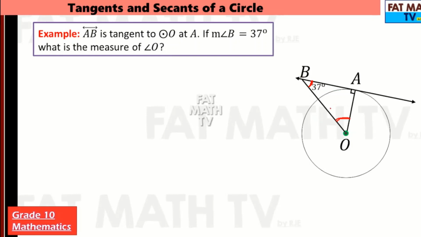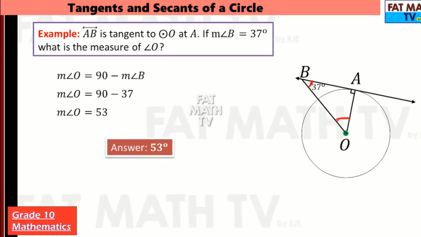So this is just 90 minus 37 because these two are complementary angles, so their sum is 90. So 90 minus 37 is 53. So the measure of angle O is 53 degrees.